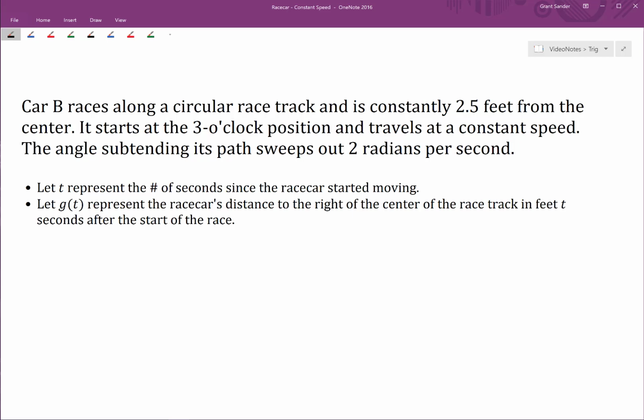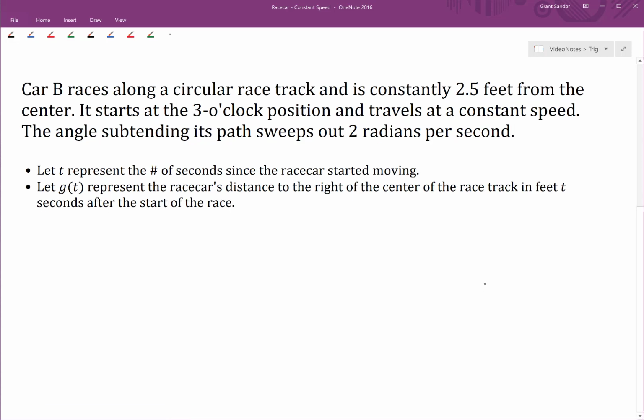Consider the following scenario. Car B races along a circular racetrack and is constantly 2.5 feet from the center of the racetrack. It starts at the 3 o'clock position and travels at a constant speed. The angle subtending its path sweeps out 2 radians per second.